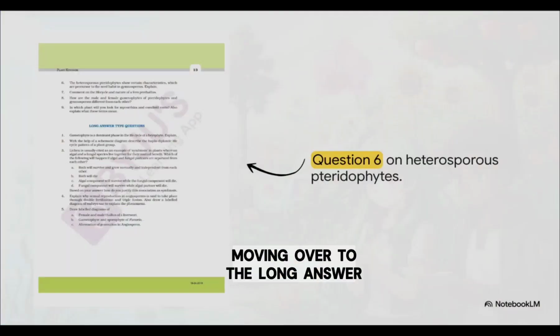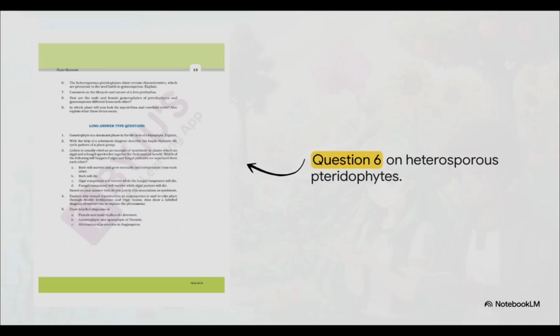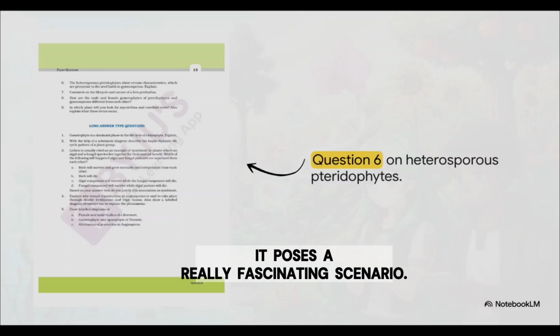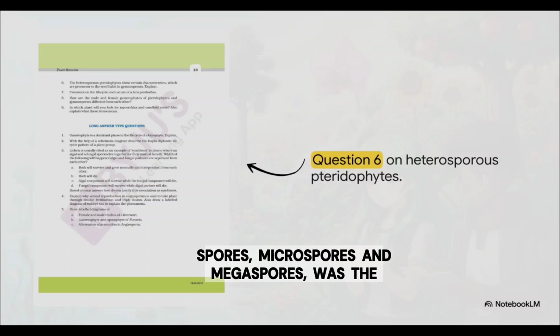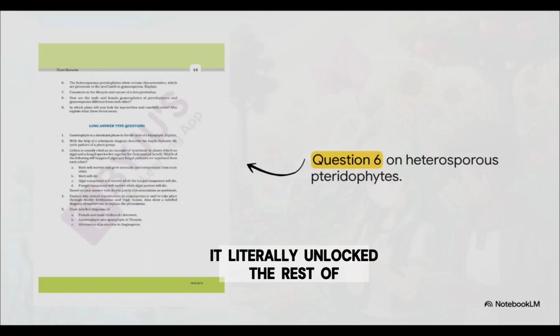Moving over to the long answer section of the NCERT text, check out question number 6. It poses a really fascinating scenario. It asks how heterosporous pteridophytes are a precursor to the seed habit. Well, producing two different types of spores, microspores and megaspores, was the critical bridge between that old fern-like reproduction and the advanced seeds of gymnosperms. It literally unlocked the rest of the evolutionary timeline.